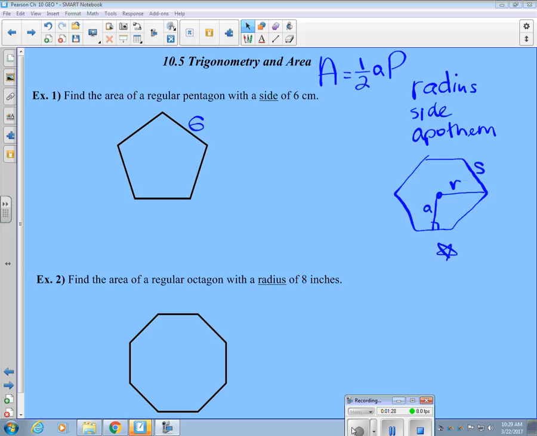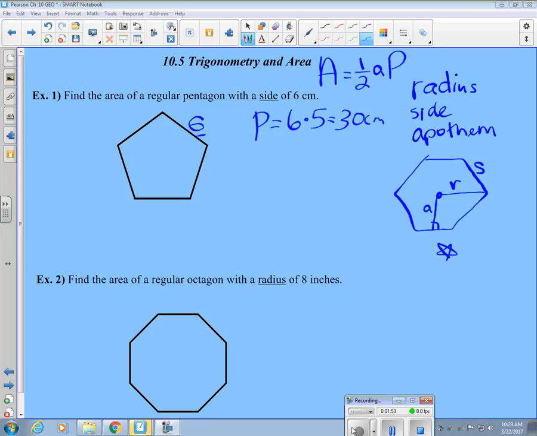Okay. So, Jesse, can we find the perimeter given the 6 right here? Okay, so let's go ahead and do that. So the perimeter is 30. Half of my problem is done. I've already got the perimeter. Now we just need to find the apothem.